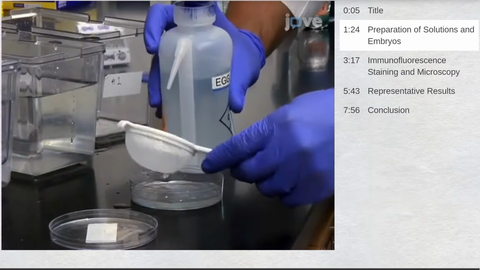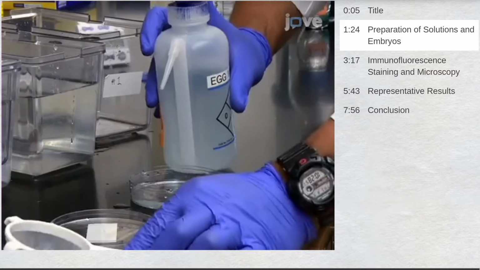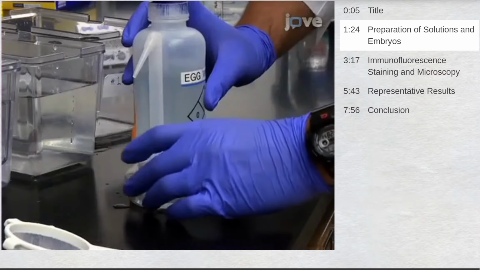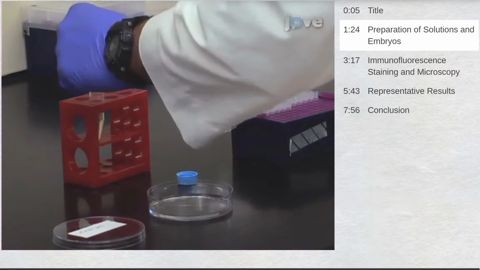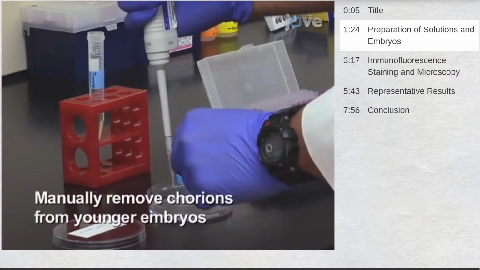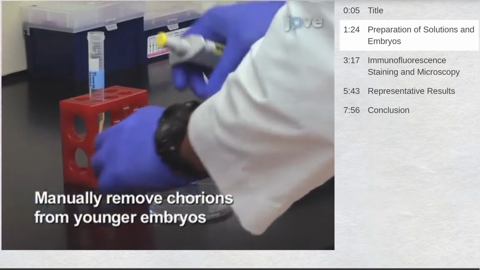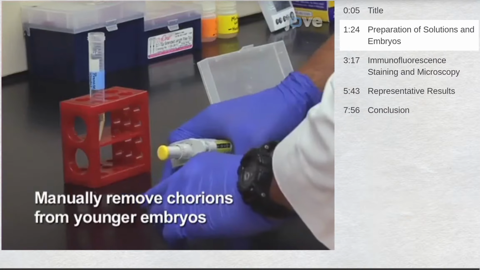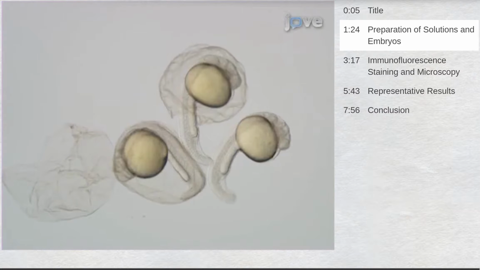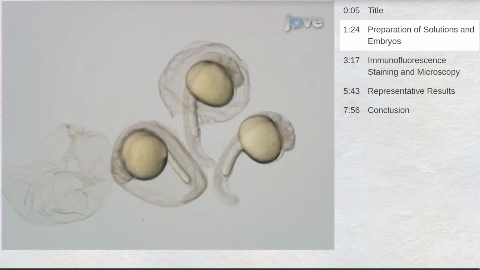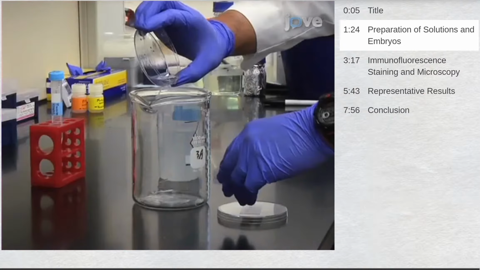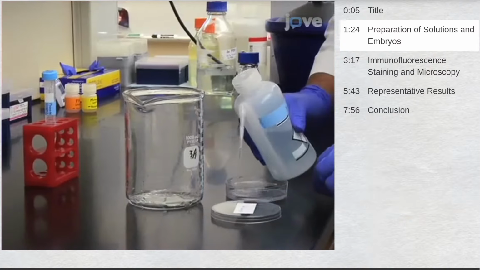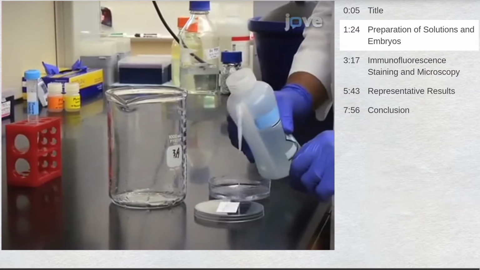Collect embryos immediately after fertilization and let them develop until the desired time point between the 4-cell stage and 32 hours post-fertilization, or HPF. For embryos between tailbud stage and 32 HPF, remove the chorions by incubating embryos in 100 microliters of 10 milligrams per milliliter pronase in 10 milliliters of 1x egg water for 30 minutes at room temperature. Pour off the pronase solution, slowly add 1x egg water and repeat the rinse 2 more times.